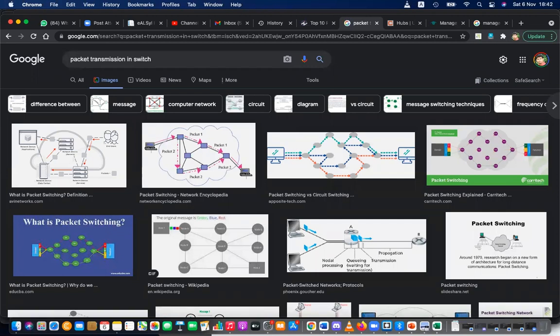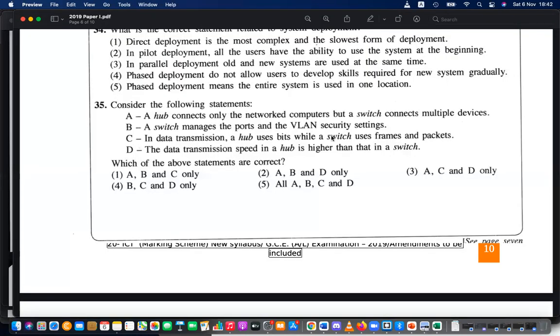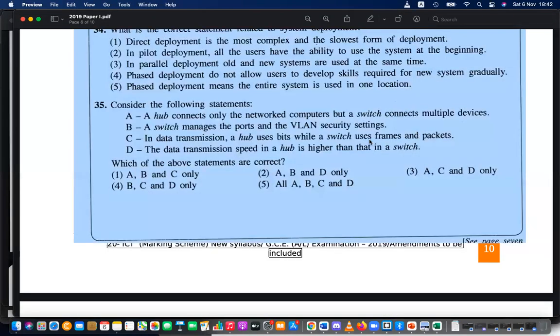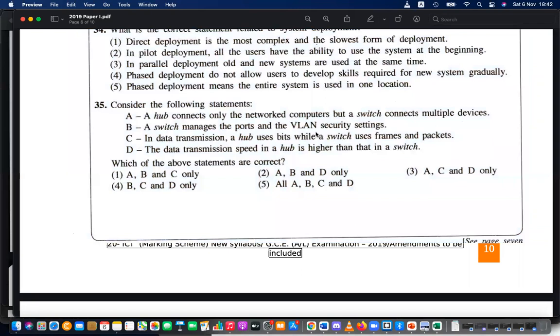The packet transmission happens in a switch, but at some higher level. Lower level switches are sometimes considered as hubs. Anyway, the statement that the data transmission speed of a hub is higher than a switch is wrong. Hub is slower than the switch, because a hub has more traffic.